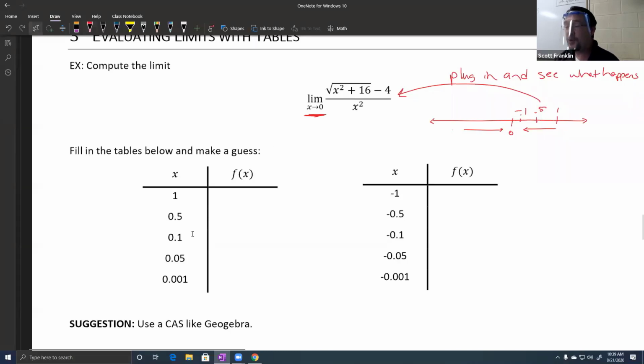So you could, with your calculator, take 1 and plug it into this formula and evaluate it, which is what I would recommend that you do. It gets a little bit annoying when you have 10 values to plug in and you have to type all of that into your calculator. I'm going to let you decide how you want to do this.